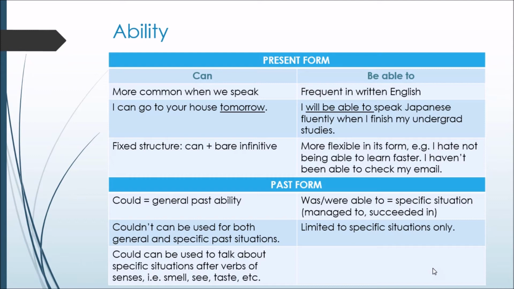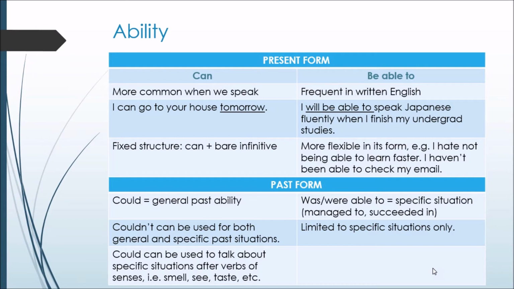So it's more about arrangements than anything else. Whereas the other one, I'll be able to speak Japanese fluently when I finish my undergrad studies. That's clearly showing a future ability. Can, because of its nature of a modal verb, is quite fixed in terms of its structure. It can only be followed by bare infinitive when talking about ability.